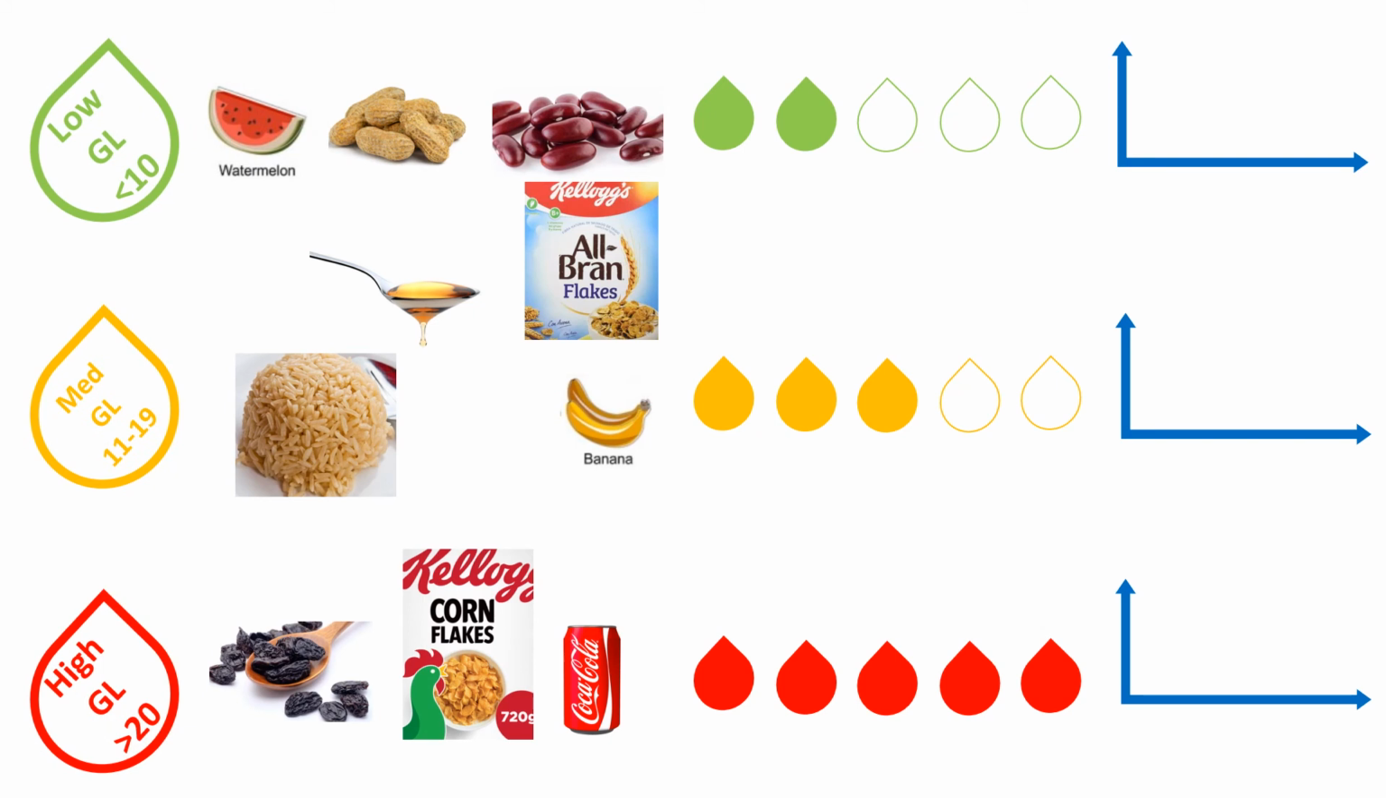It's useful to know which carbohydrates would have high glycemic load or low glycemic load. Watermelon, peanuts, beans, bran flakes, they're all low glycemic loads. Brown rice, banana could be medium glycemic loads. Similarly, corn flakes, if you're having cereals in your breakfast, they're high glycemic load. Full sugar Coke and the raisins are also high glycemic loads. They can be used for correction of hypoglycemia.